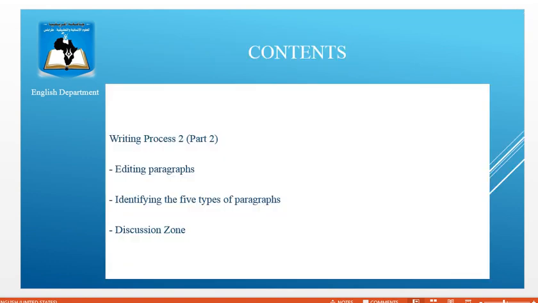Okay, the contents of this lecture are about writing process 2, part 2. We are going to work together to edit paragraphs which need to be edited, and then work on identifying the 5 types of paragraphs, then the discussion zone where we are going to have an assignment to discuss. So let's start.